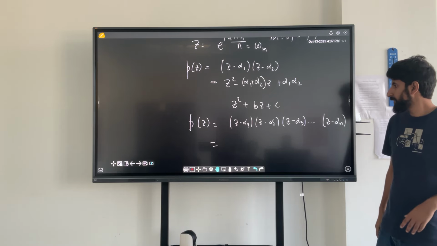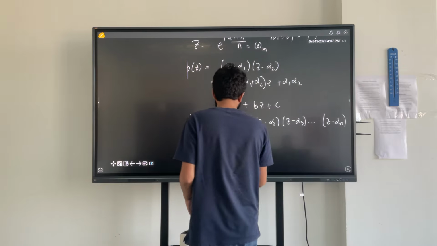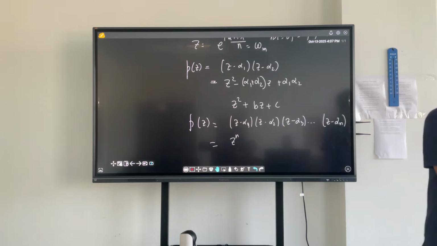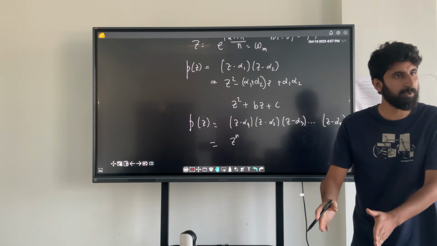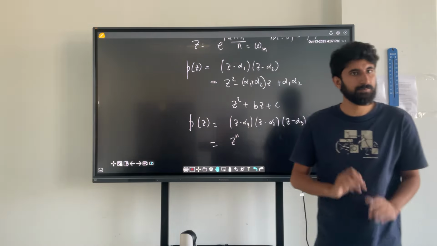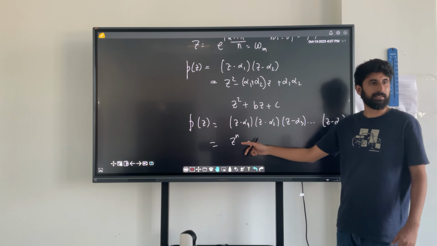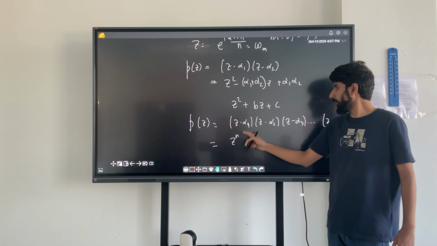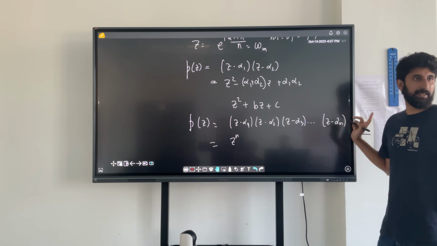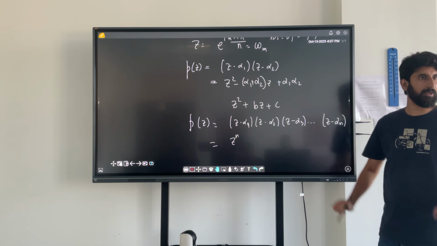So let's say I want the coefficient of Z to the power n. First you know that the form would be Z to the power n, then Z to the power n minus 1 with some coefficient behind it, then Z to the power n minus 2. Okay? First let's look at Z to the power n. You will get Z to the power n only when you pick up Z everywhere and multiply. So Z to the power n is done.